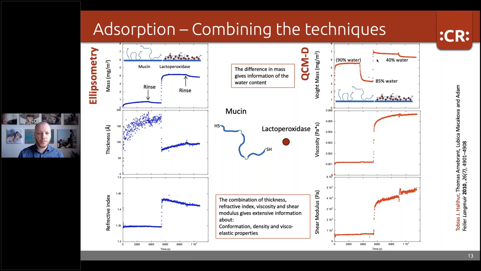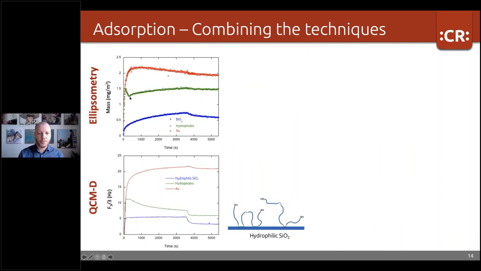Now I will give you an example where this first part, the mucin adsorption, is done on different substrates instead. So here we have the ellipsometry data for mucin adsorbed to silica. So this is the same as before. And also the blue line here for QCMD. This is actually the inverse frequency change, so it's positive instead of negative here. And then we can compare that with two other substrates.